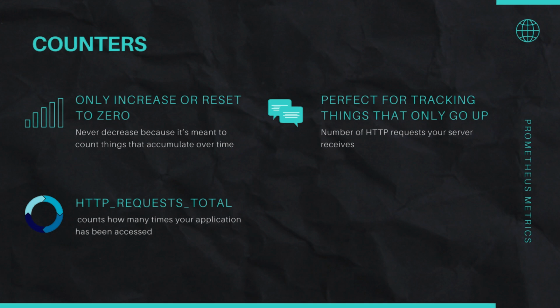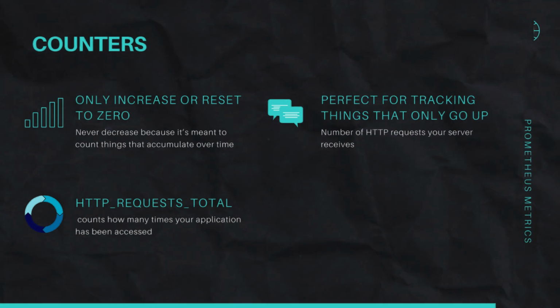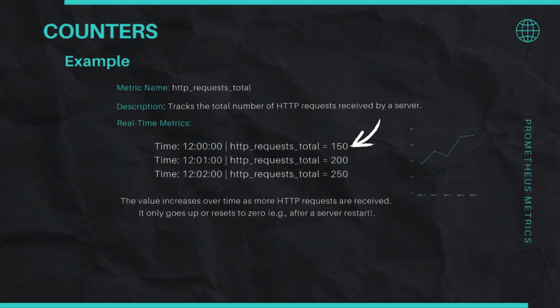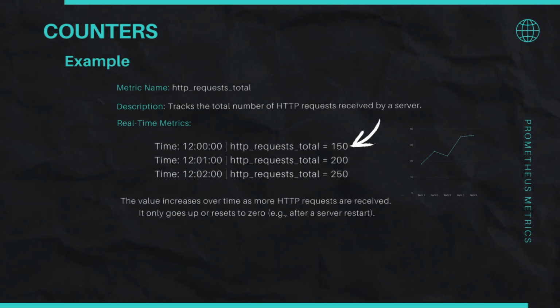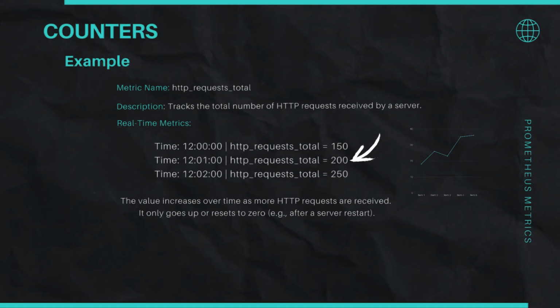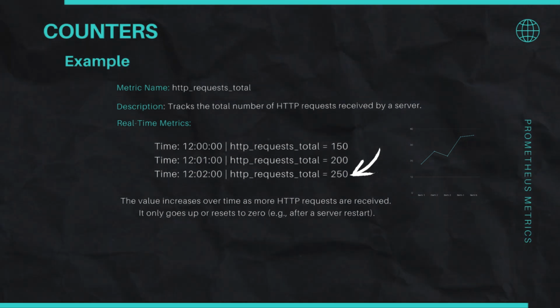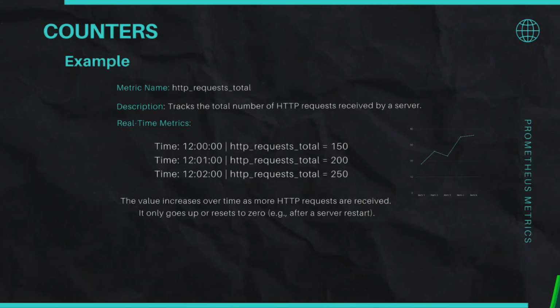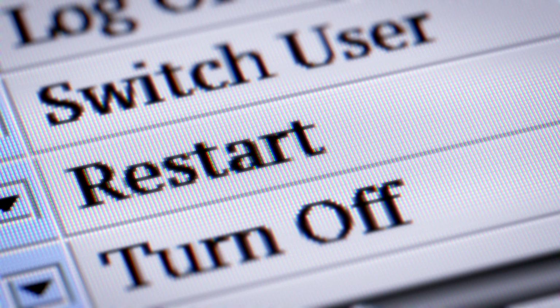Let's take a detailed look at this metric to understand it better. A counter is used to track the total number of HTTP requests received by a server. At 12 o'clock, the value is 150. By 12:01, it increases to 200, and by 12:02, it reaches 250. The value increases over time as more HTTP requests are received. It only goes up or resets to 0. A reset to 0 happens whenever the server we are collecting metrics from restarts or when the exporter restarts.